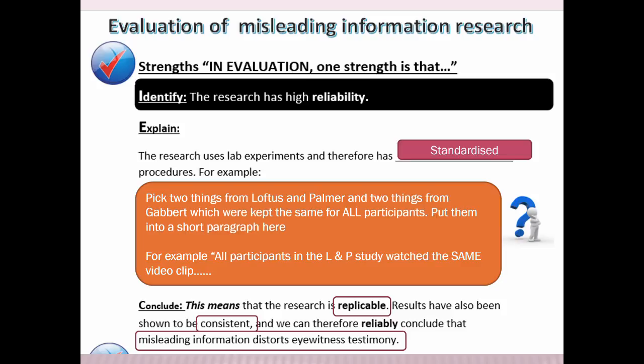So on to the conclusion then, what does that mean for the research? That means that this research is highly replicable, and that is shown if you Google Elizabeth Loftus. She has basically done research over the course of 40 years because all of her procedures are standardised and they have been replicated. All of her results are also consistent. Therefore, we can reliably, i.e. repeatedly, conclude that misleading information does distort eyewitness testimony. So that's our first strength. Really easy, I think you'll agree, okay?